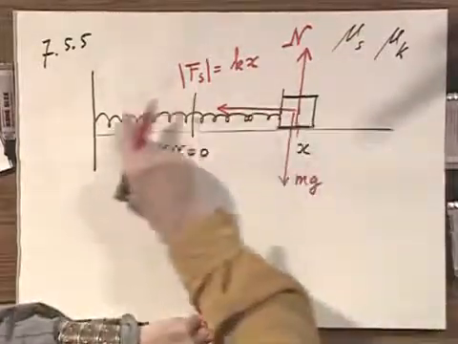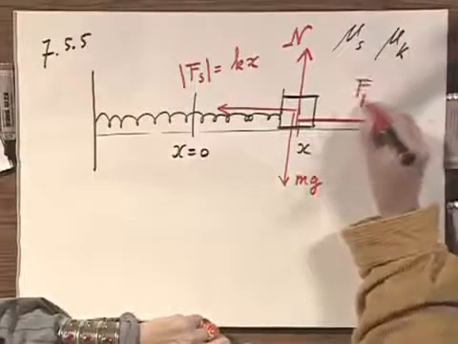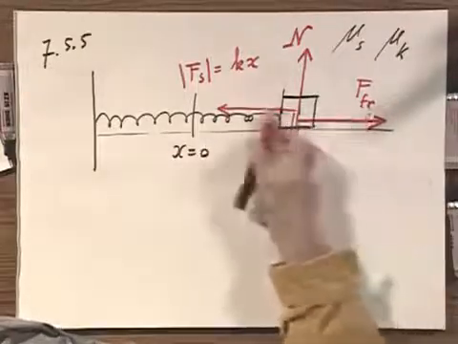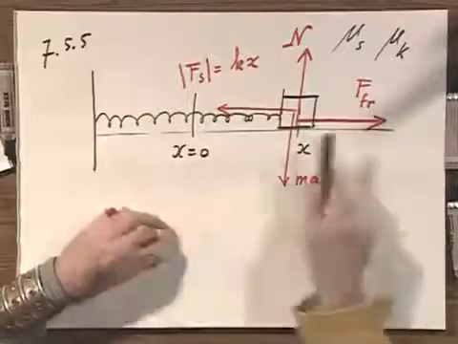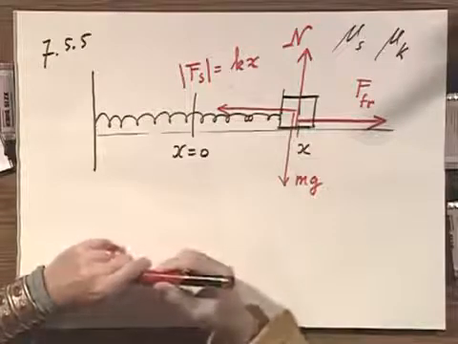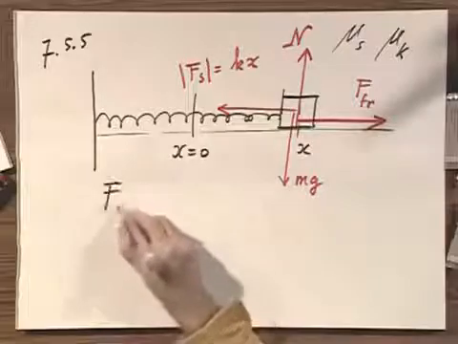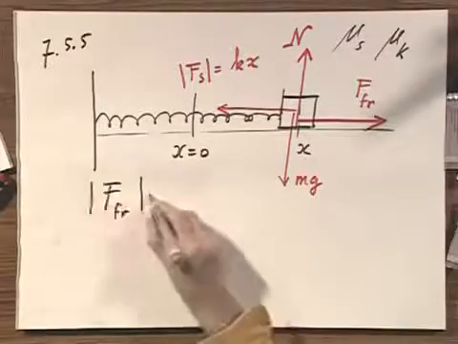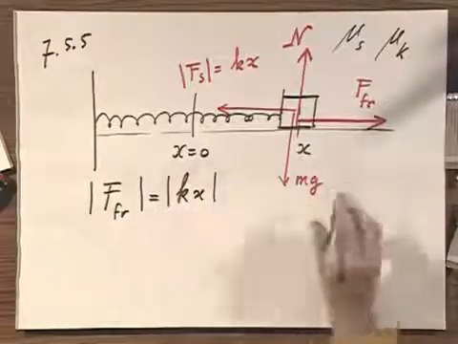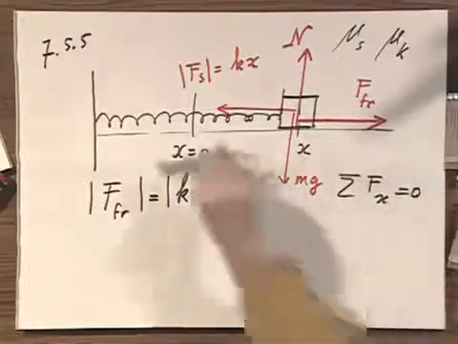And as this object wants to go in this direction, the only way that this can be prevented is that there is friction here. The frictional force is exactly opposing this. And if these two cancel each other out, there will be no acceleration. The object, in this case, will stay put. So the requirement is that the magnitude of the frictional force, F friction, is equal to kx, then the sum of all forces in the x direction will be 0. And I call this the x direction.